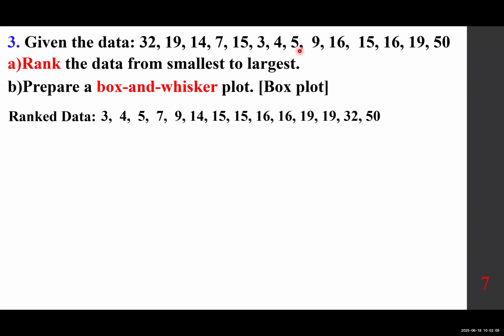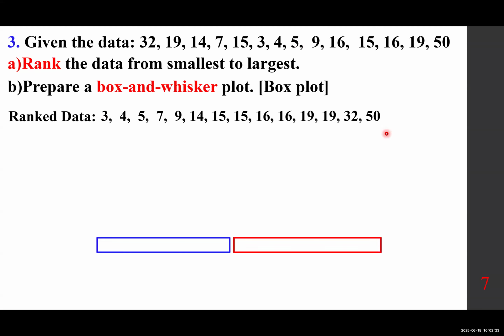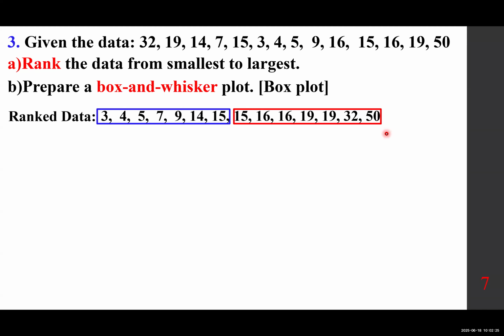To prepare a box and whisker plot, we need 5 numbers: the min, the max, Q1, Q2, and Q3. Obviously we cut this into 2 pieces. You clearly see that right in between is Q sub 2. That means add these 2 and divide by 2. So Q sub 2 is 50.